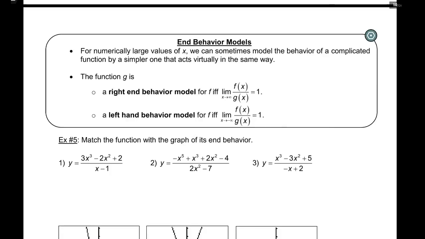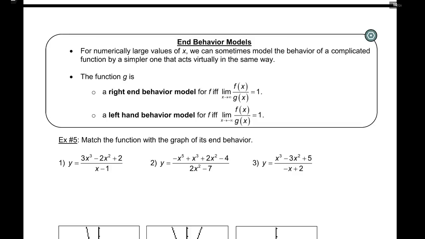I think this is the easiest part of the section: end behavior. In end behavior, all you have to do is look at the largest term at the top and the largest term at the bottom, and basically reduce it. Okay. Well, you could do that. They're just saying that in limit notation.